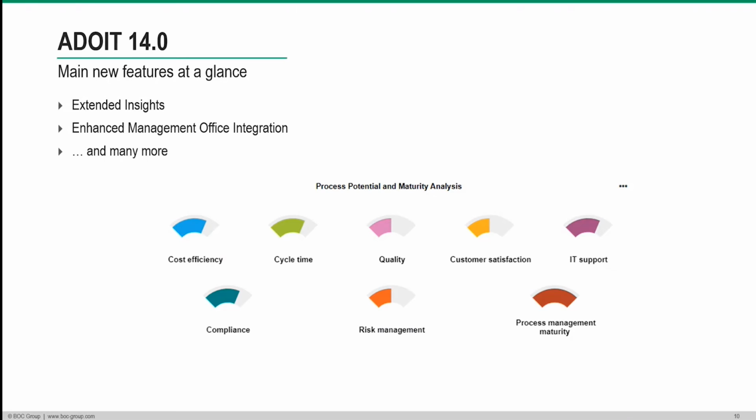Of course, there are many other new features, but since going over them would take us much more time than planned for this webinar, we invite you to try them out yourselves. Among them, we have extended the Insights dashboard to show even more information on process potential and maturity analysis. With these extensions, the management office integration, the integration of ADOIT and ADONIS, is now even better than before. You can have the information on your business objects shared with more details between them, but more on that later. Also, there have been numerous improvements on our REST APIs.